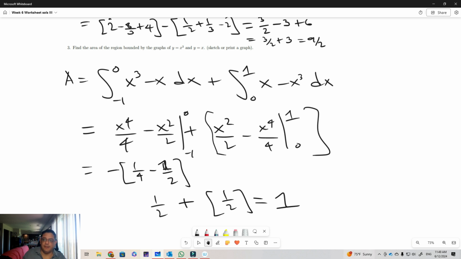If you make a mistake for some reason, and you just do the integral from minus 1 to 1 of this, you might get 0. So if you're not careful, you might get a null area where you actually have an area.